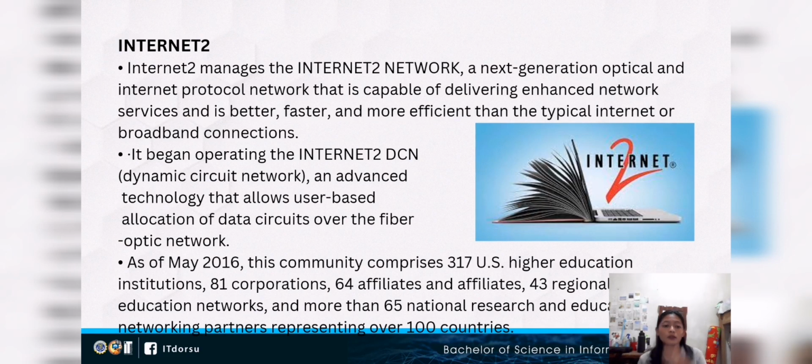So it also began operating the Internet 2 DCN, which is what we call dynamic circuit network, and also an advanced technology that allows user-based allocation for data circuits or the fiber optic network. As of May 2016, this community comprises 317 U.S. higher education institutions. We have 81 corporations. We have 64 affiliates. We have 43 regional education networks and more than 65 national research and educational networking partners representing over 100 countries.